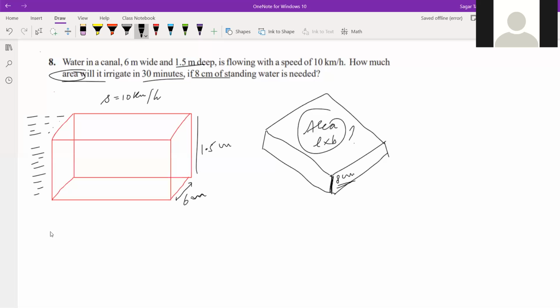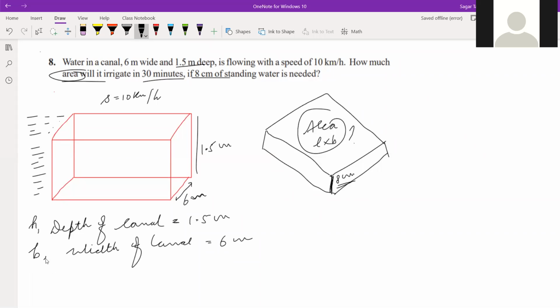Just write: depth of canal, that is 1.5 meters, and it can be represented by H, and the width of canal, that is 6 meter, which can be represented by B, and the speed of flow, that is 10 km per hour.